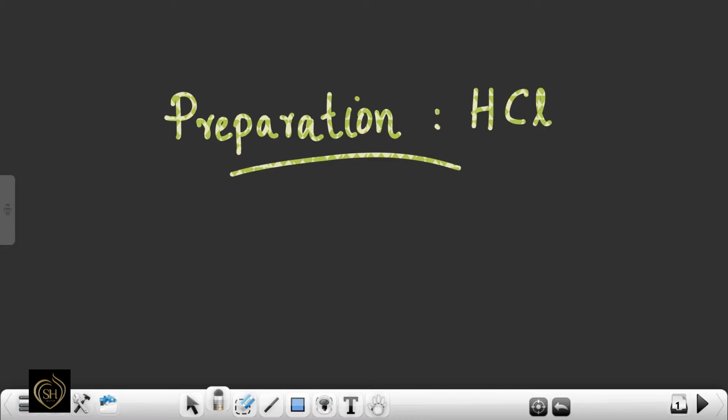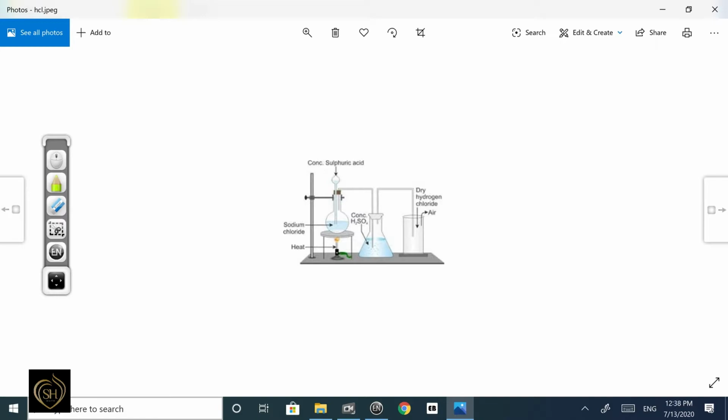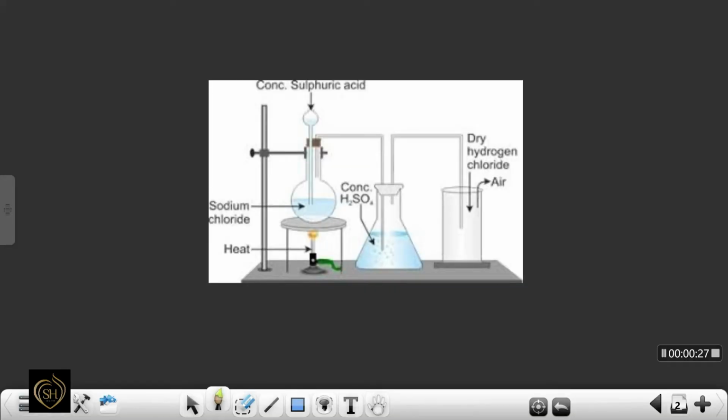In the laboratory, hydrogen chloride gas can be prepared by the action of concentrated sulfuric acid on sodium chloride. This is the apparatus setup for the preparation of hydrogen chloride gas from common salt. So let us discuss the details. This is the RB flask and this is the thistle funnel.